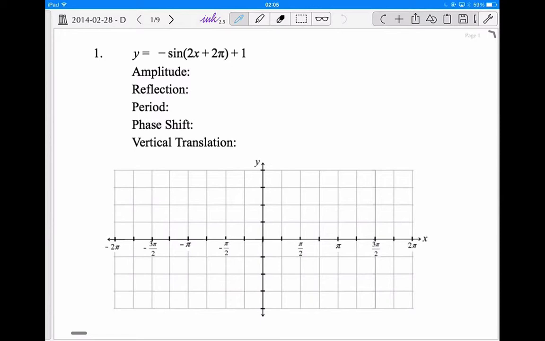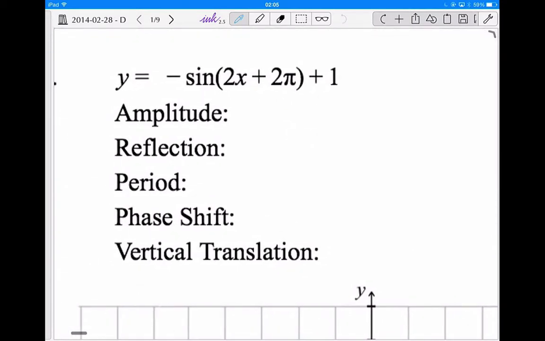Your warm-up was to analyze and graph two trig functions, and we're going to go over them right now. So, the amplitude is always the absolute value of the coefficient of your sine or cosine. So here, this is secretly a -1. The absolute value of -1 is 1. So that negative is not stretching or shrinking anything. However, that negative is causing it to reflect across the x-axis.